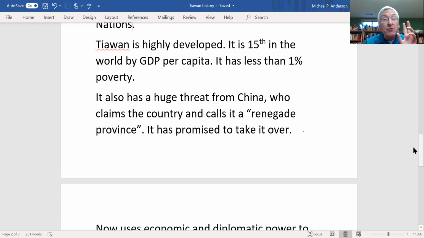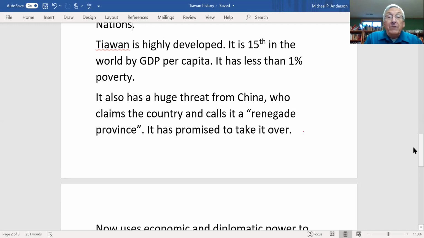Now, China claims the country, refers to it as a renegade republic, and basically their plan has always been to take back Taiwan, either militarily or some other way. They say, yeah, you're ours. We are coming to get you at some point.